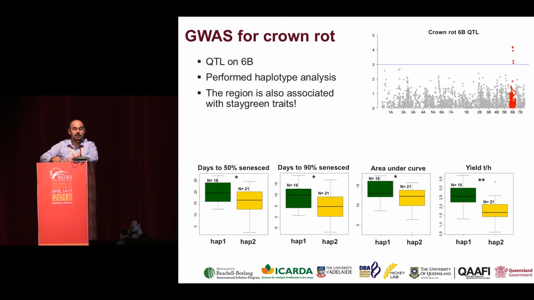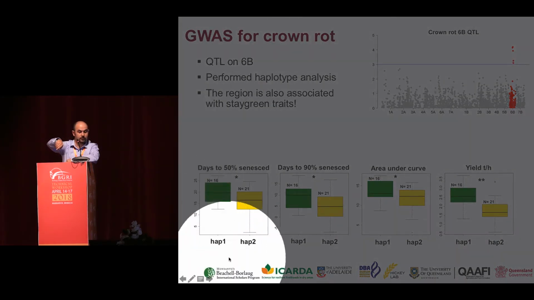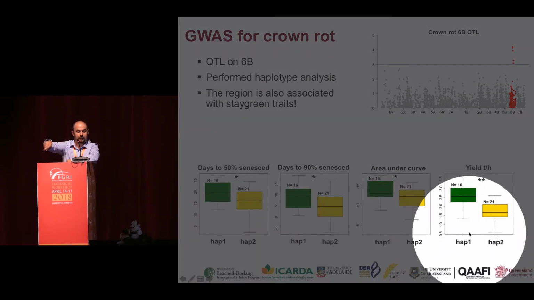Then we performed the haplotype analysis for this QTL and found that there were significant differences between the individuals carrying HAP1 in comparison to haplotype 2 for the stay green trait. And that again translated into differences in yield, as you can see. Oh, I'm in the opposite direction here.